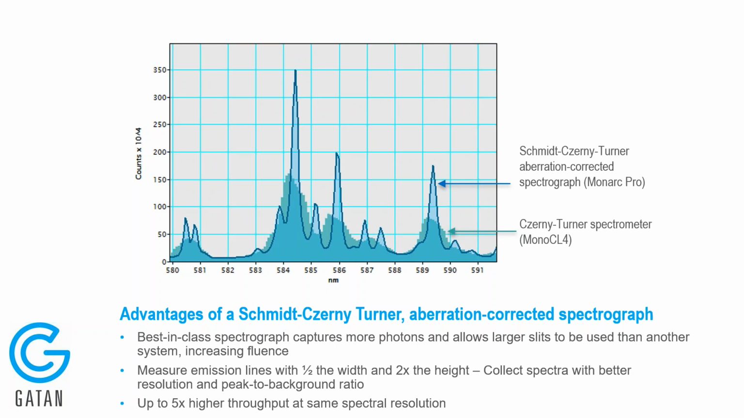And one of the things this allows you to do is to operate the Monarch system with a slit width which is much wider than in previous generations of detectors, to get the same spectral resolution, but a very significant increase in optical throughput, so the amount of light that ends up in our spectrum.